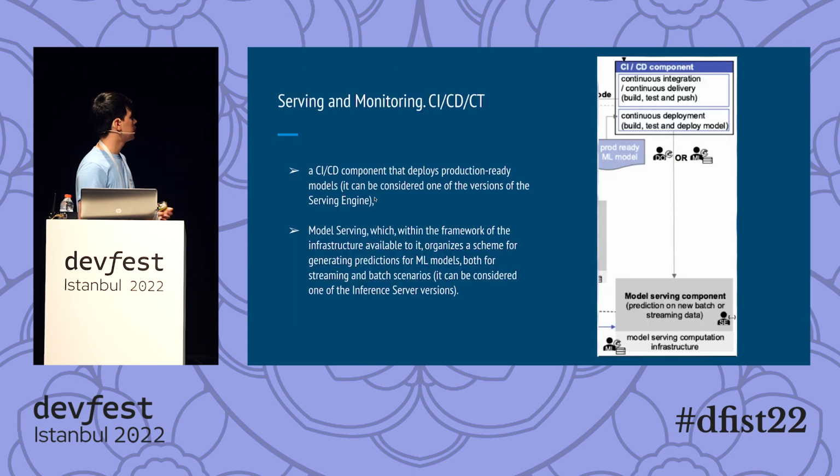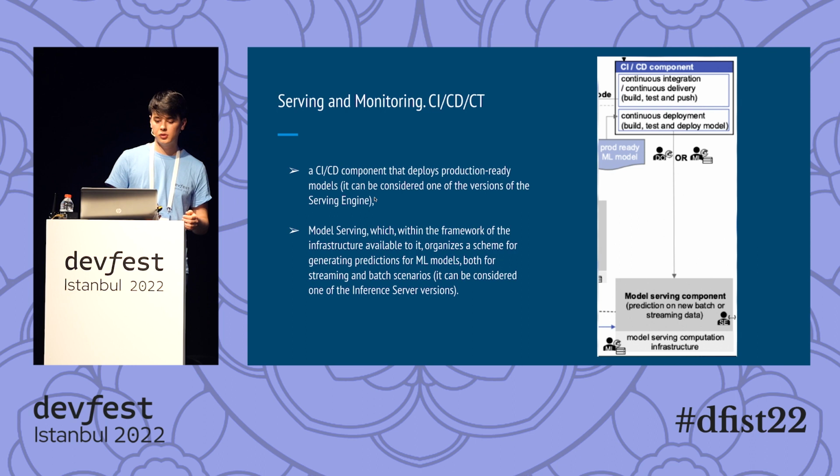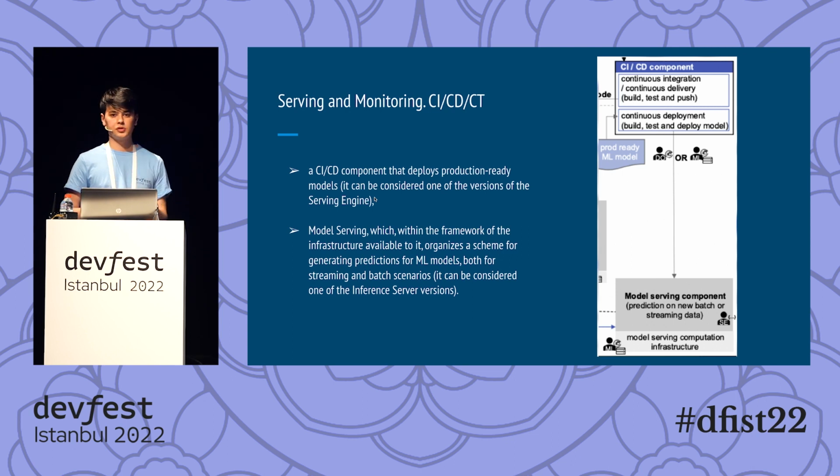The next one, serving and monitoring: CI, CD, CT. The CI, CD component deploys production-ready models. Here, whenever you upload the model, you can also put test-driven development into the pipeline. So your model gets checked and your data also gets checked. At the end of the pipeline, your model gets deployed.